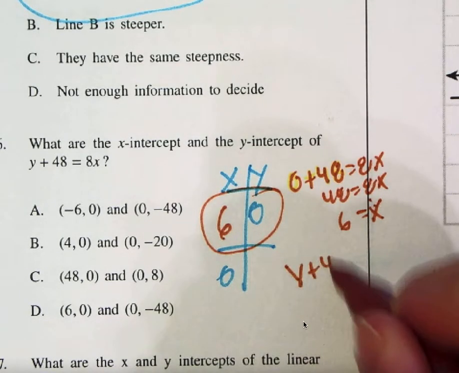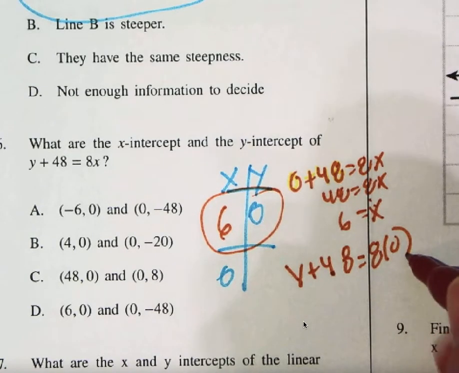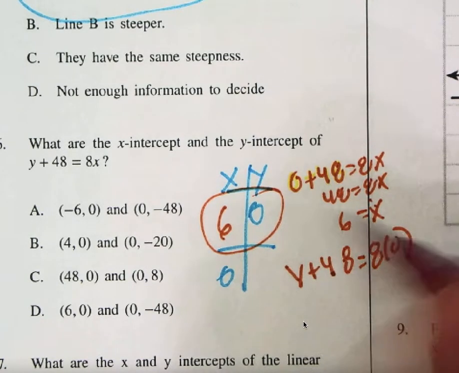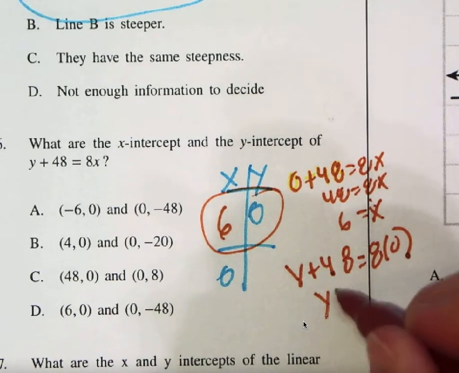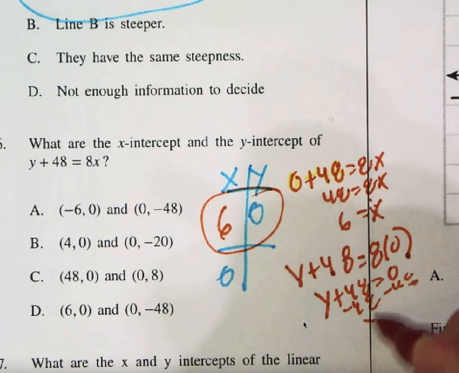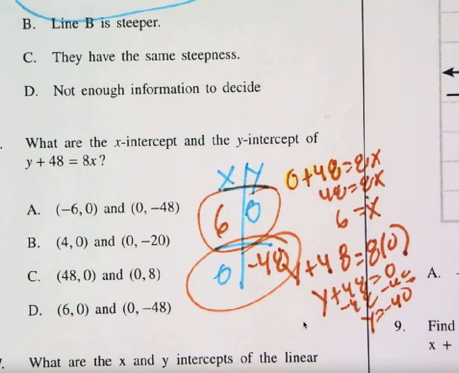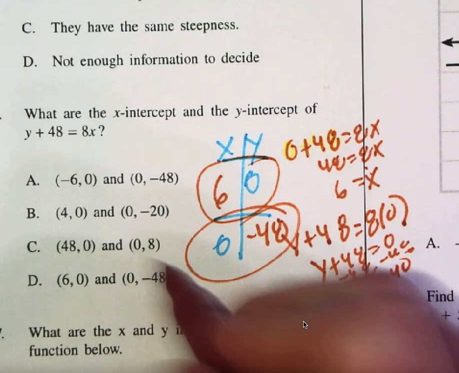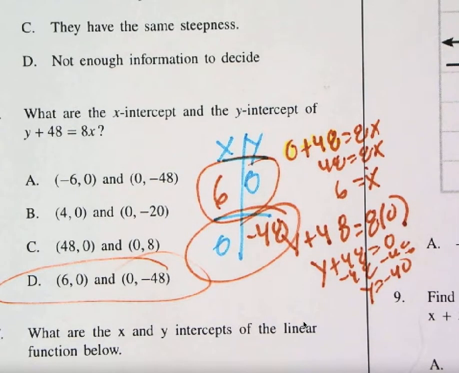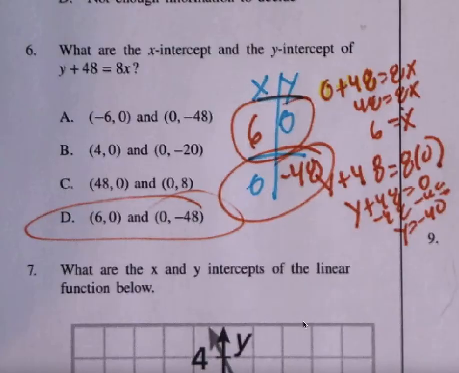I'm going to find the y-intercept by putting 0 in for x. So I get y plus 48 equals 0 minus 48. Okay, so I found the x and y-intercept, and the answer is D. There we go. That's the answer to number 6. There's the work.